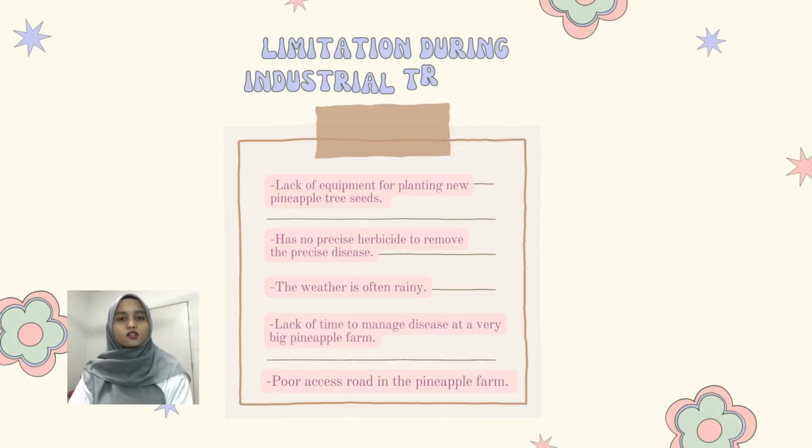Limitations during industrial training. The first limitation that students had during industrial training is lack of equipment for planting new pineapple tree seeds. When the equipment is not enough for every student, the pineapple tree seeds cannot be planted. The result is that the pineapple tree that had been removed before cannot be replaced with a new pineapple tree.